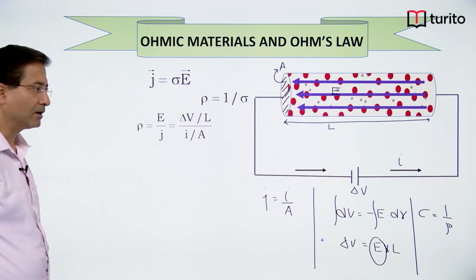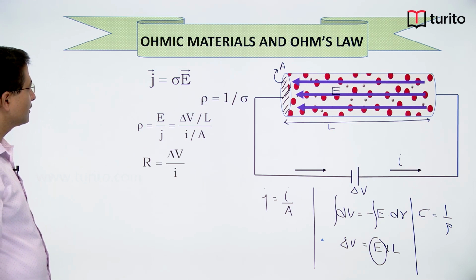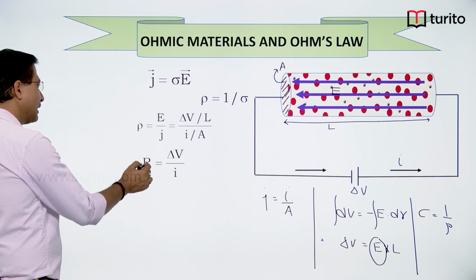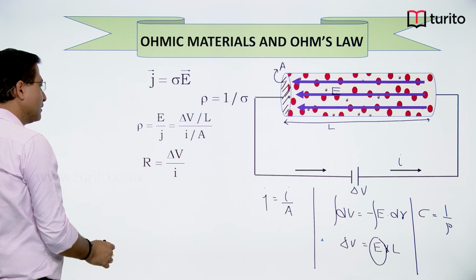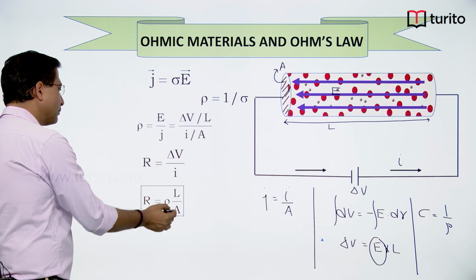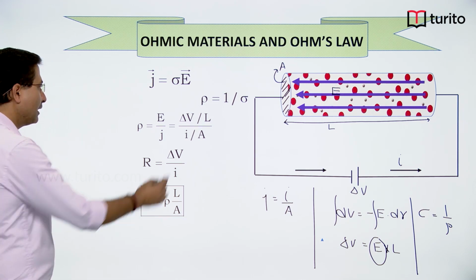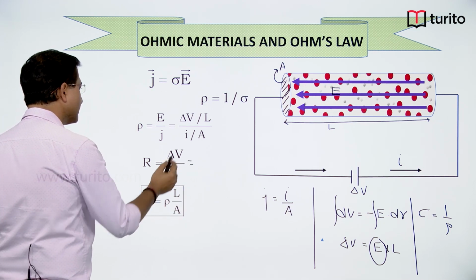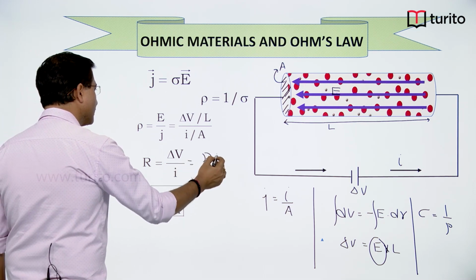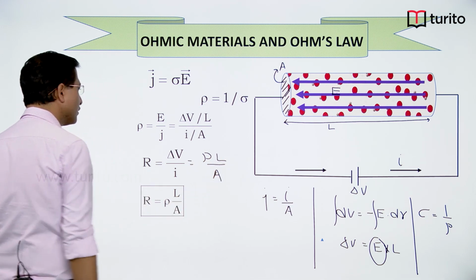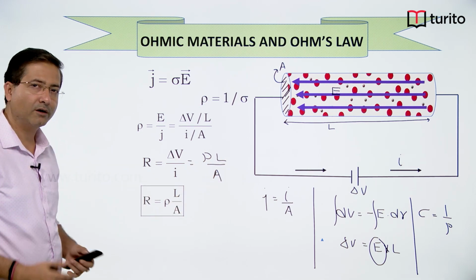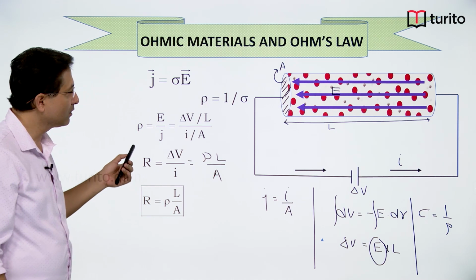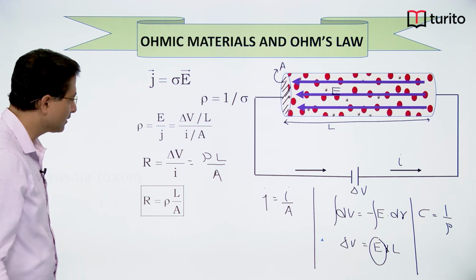So, if I rearrange this, then I will get R is equal to delta V by I, where this R is the resistance. If you rearrange this one, then what you are going to get is R is equal to rho L upon A. So, L will come here, rho if you multiply. So, this we are getting: the resistance offered by the conductor is given by the formula rho L upon A, right.